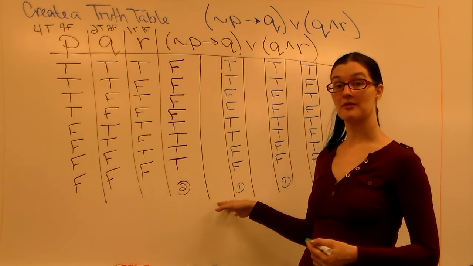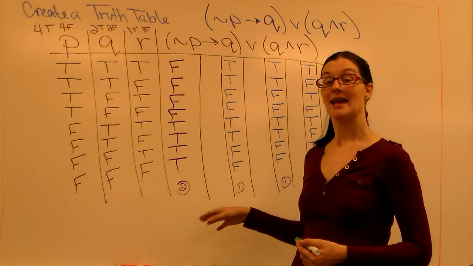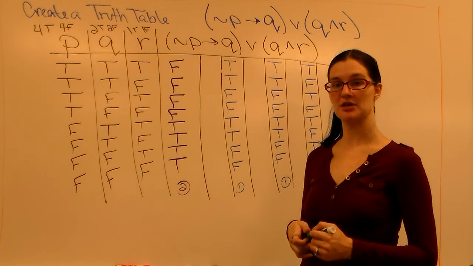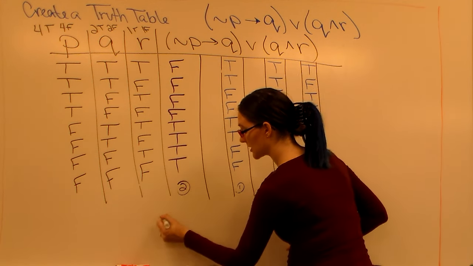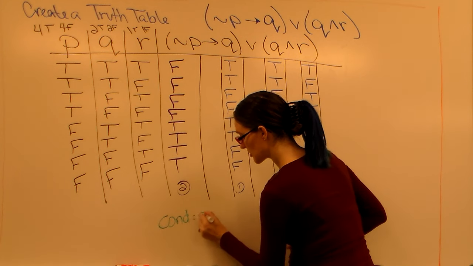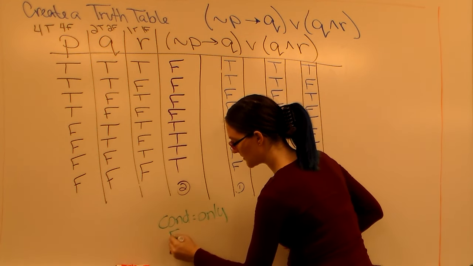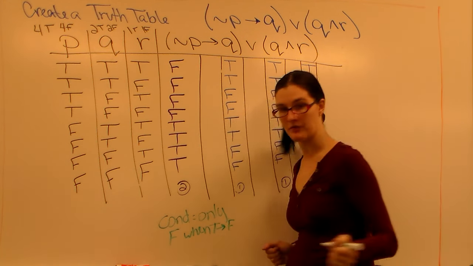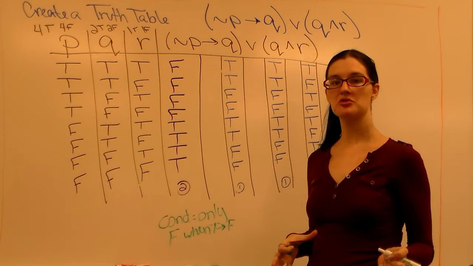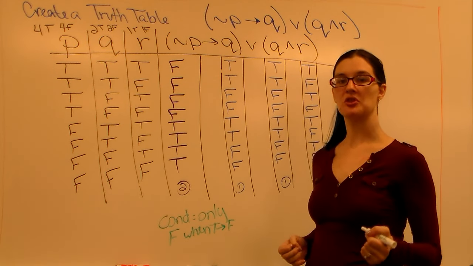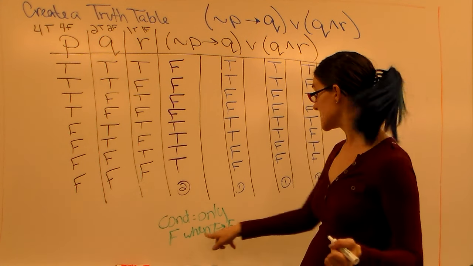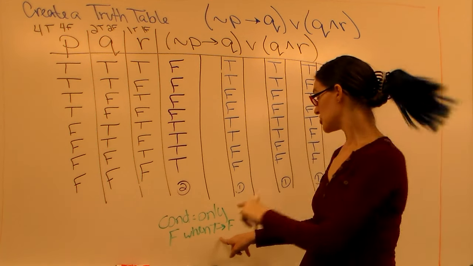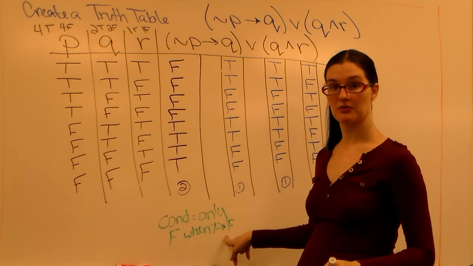You are going to have quite a few truth tables on this test. It is a timed test, so you must be able to do these quickly and efficiently. I would write it down. Conditional is only false when true, false. Every time you use one of these rules, write it down so that you'll have it memorized even better. Plus, then you can always look down here and you're not constantly having to think of the rule. You can just look down and say, okay, yeah, that was only false when true, false.